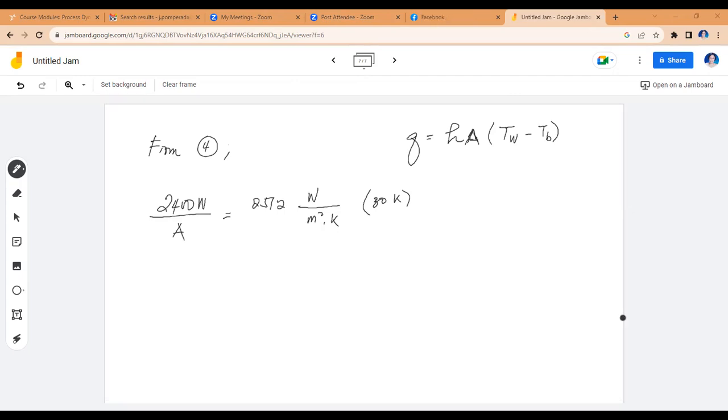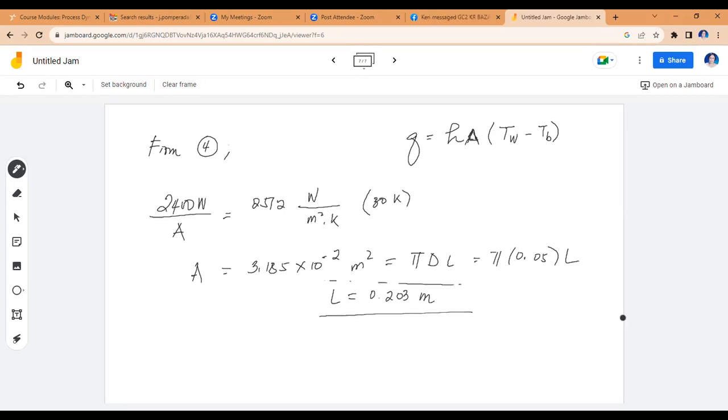So you'll have an A here. The area that you're going to get here will be equated to pi dl. So I will redo what I have written a while ago. This is the value of the area that you're getting here, and you'll equate it to pi dl. That's pi times, for the diameter, we have 0.05, and for the length, you'll be getting 0.203 meters. So that's the length of the pipe that the problem is asking us to determine.